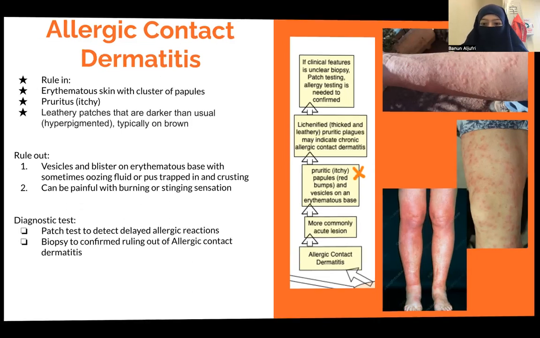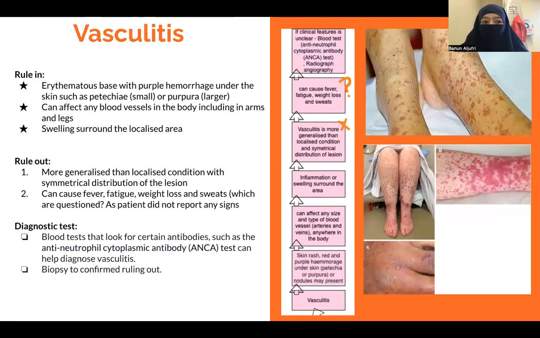The diagnostic test for this one is a patch test to detect any delayed allergic reactions and biopsy to confirm ruling out for this condition. The next one is vasculitis. Ruling in for this one is erythematous base with purple hemorrhage under the skin. It could be small or large. It can affect any blood vessels in the body, including in arms and legs, as well as swelling surrounding the localized area.